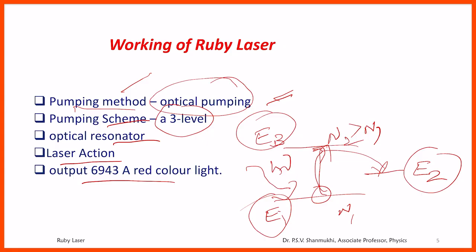They stay for some time, and after some time what happens? There exists a population inversion, say N2 of the energy state E2 will be more than N1 of the ground state. Automatically there is a population inversion. Wherever there is a population inversion, laser action starts. What is meant by laser action?